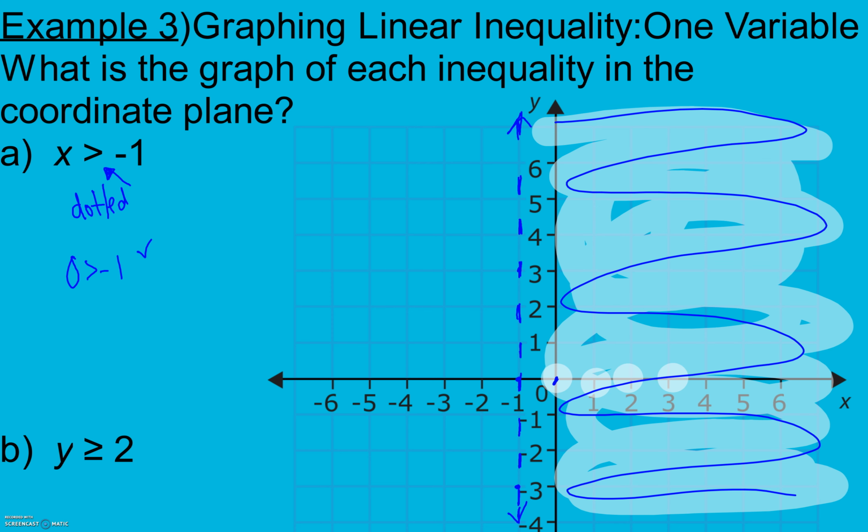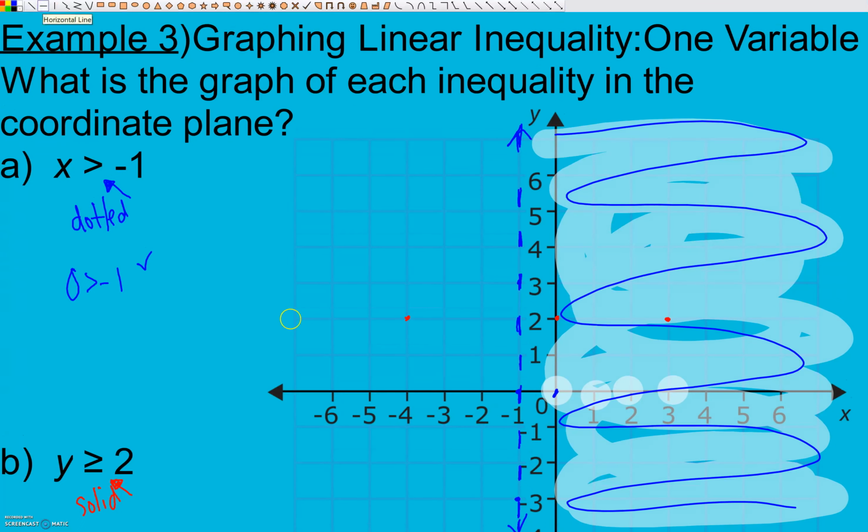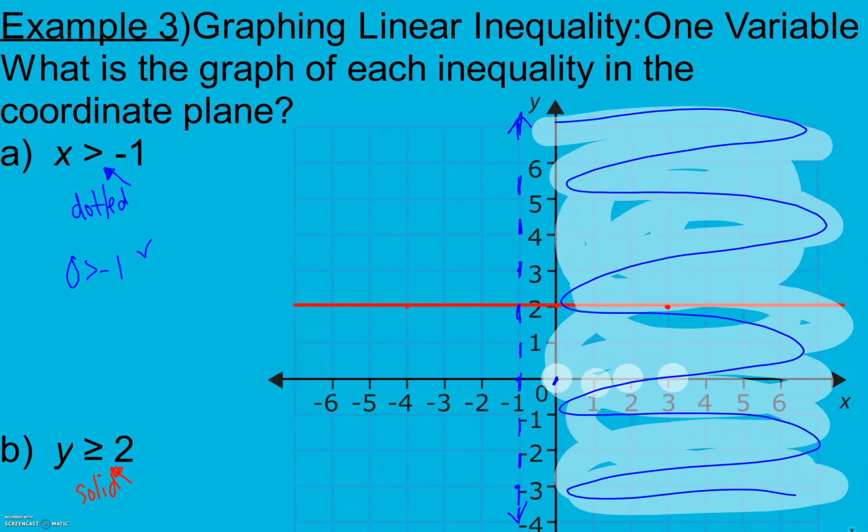Same idea here with b, except it's a y equals lines. And remember that y lines are horizontal. It's all the y values that are 2. So on my intercept at -4, 2, at 3, 2, okay? Here it's a solid line because it's equal to. So we can use our straight edge here. Draw our line in. Arrows. And here it's greater than, so that's going to be above.